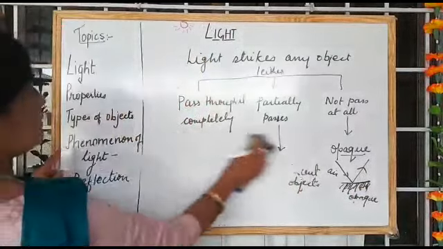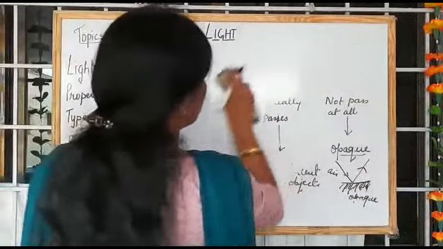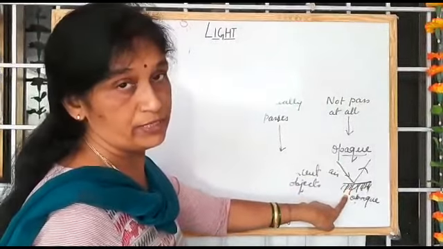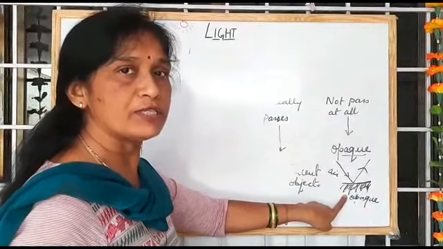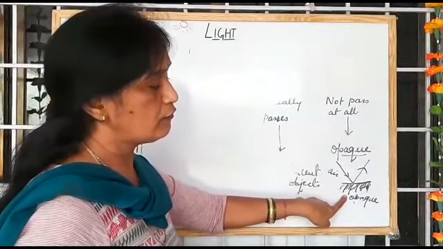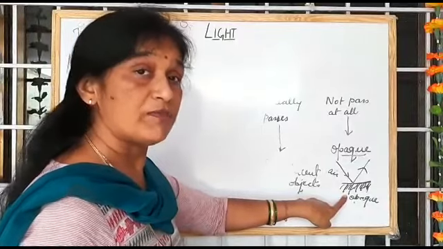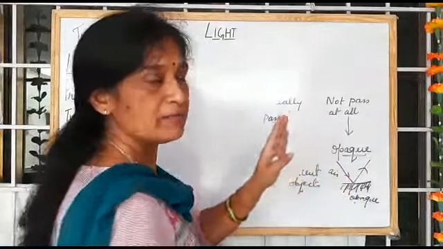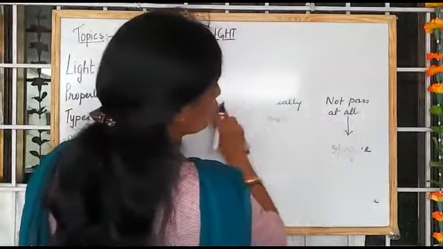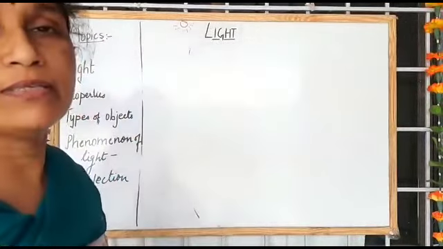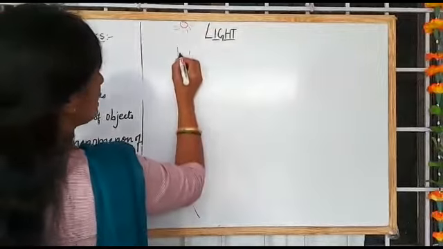Now the next one is, we'll start now, the phenomenon which I told you in case of an opaque object, what happens when light falls on an opaque object. When a light falls on an opaque object, as it doesn't allow light to pass through it, what will happen? Light will reflect back in the same medium. This bouncing back of light in the same medium from where it is coming, that is called reflection. So we'll start now.